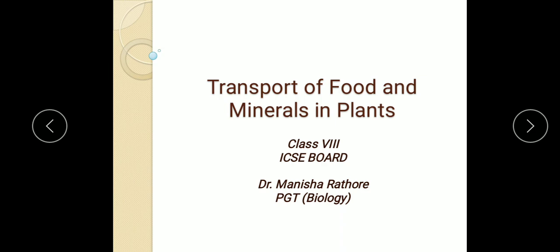In this chapter, transport of food and minerals in plants, we will discuss the structure and function of xylem and phloem, the processes by which transport takes place, osmosis and diffusion, active transport, and the process of transpiration. We will also cover the nutrients, the two types of nutrients, macro and micronutrients. So all of you open your book.